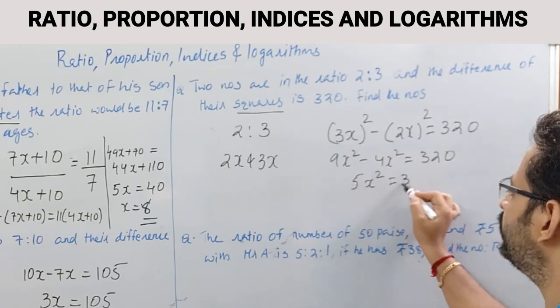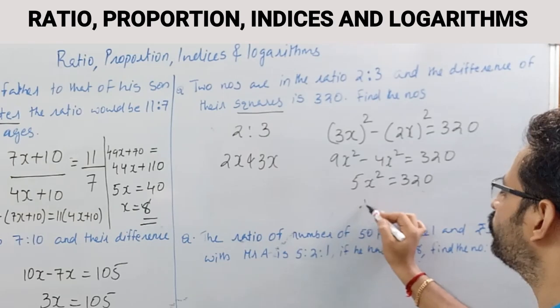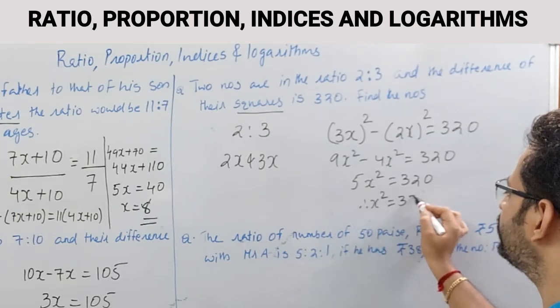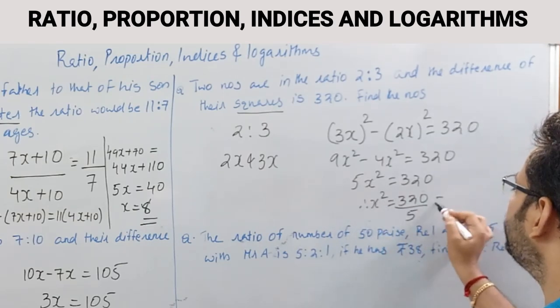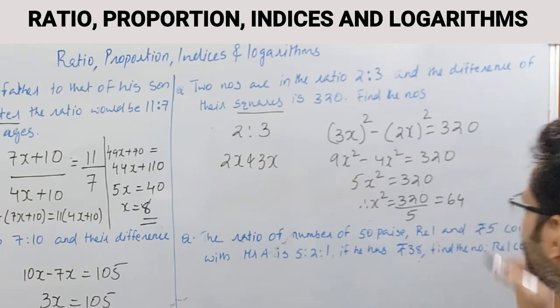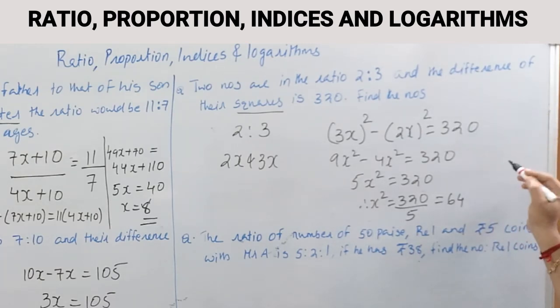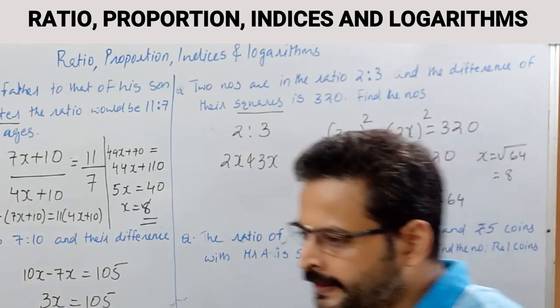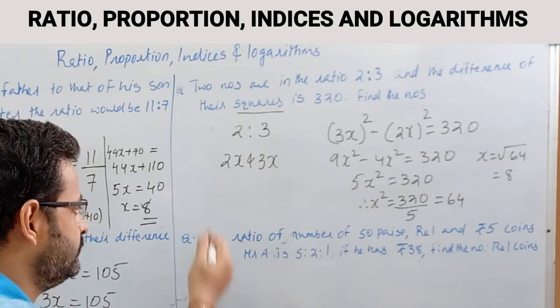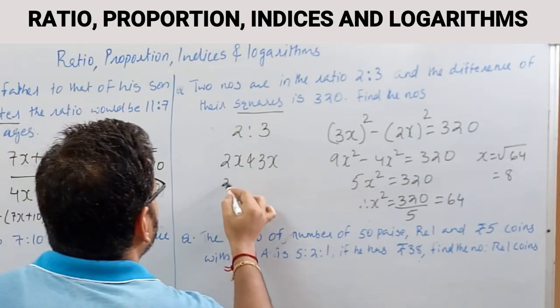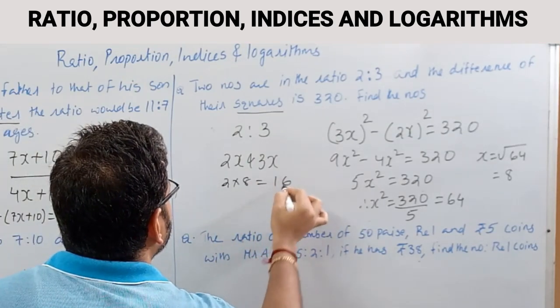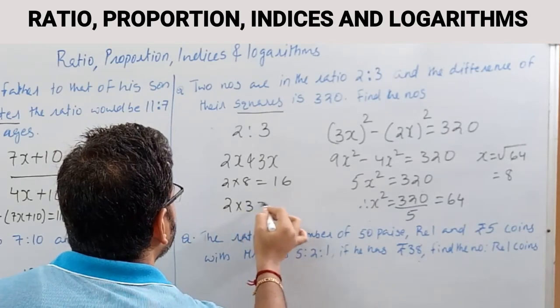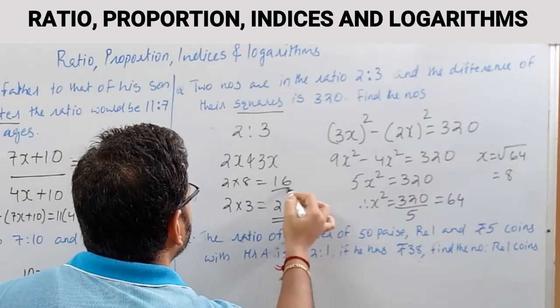5x square is equal to 320. Therefore, x square is equal to 320 divided by 5 equal to 64. Okay. Then positive square root of 64. x is equal to root of 64 equal to 8. Then substituting the value of x, here you will get 2 into 8, 16, 3 into 8, 24.